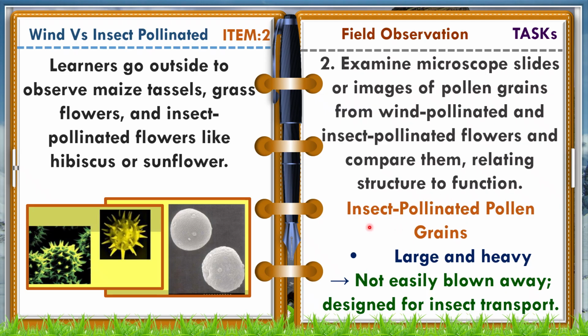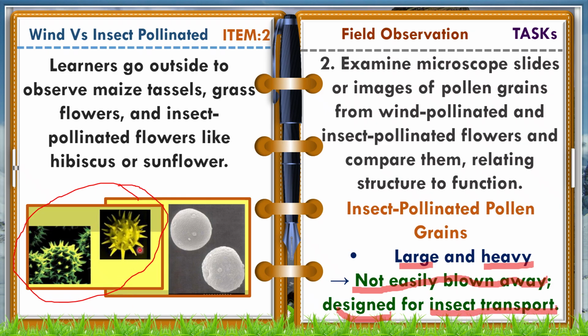Now let us go to insect-pollinated pollen grains. We know that these ones here are our insect-pollinated grains, and they are large and heavy. Why are they large and heavy? They are large and heavy, not easily blown away. They are designed for insect transport.